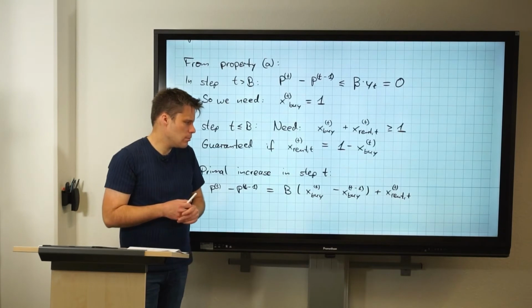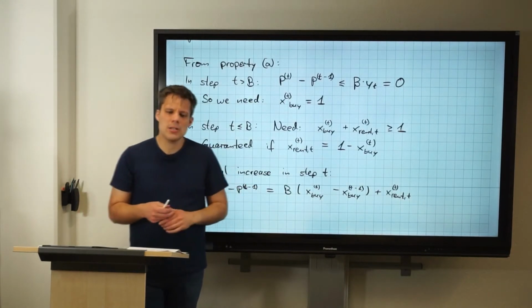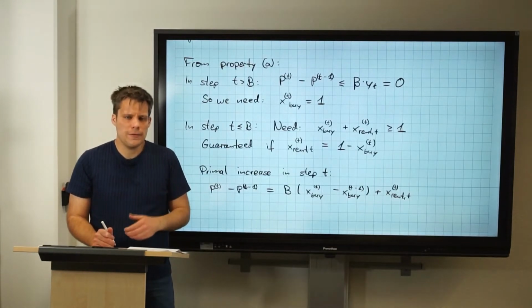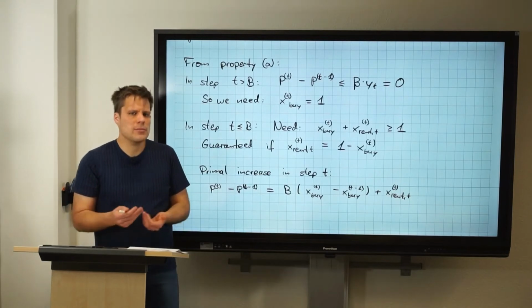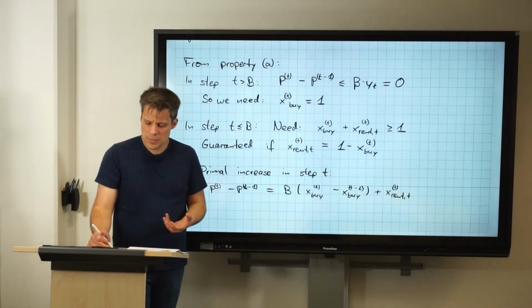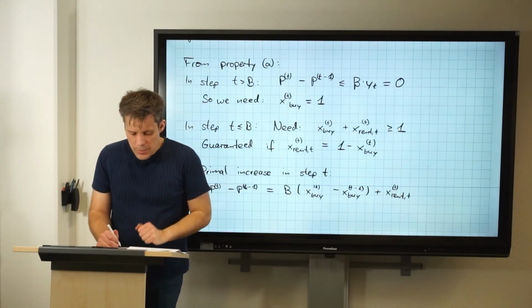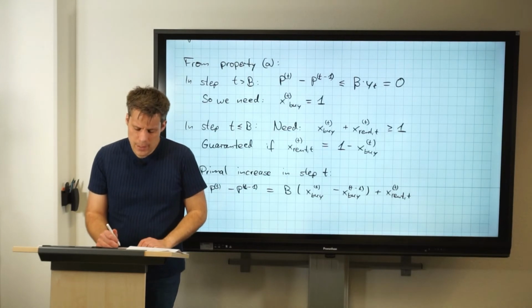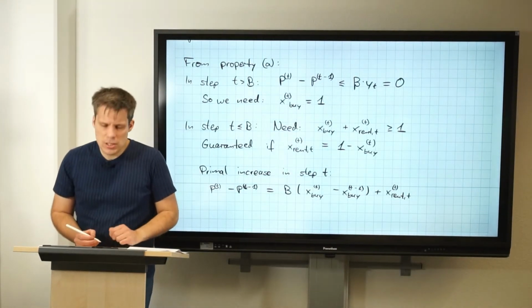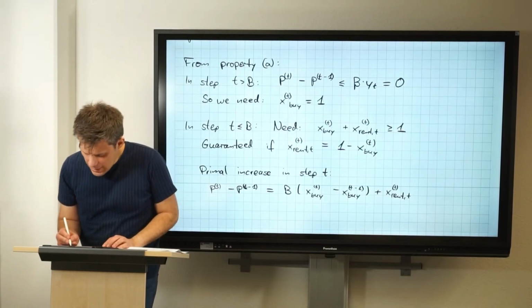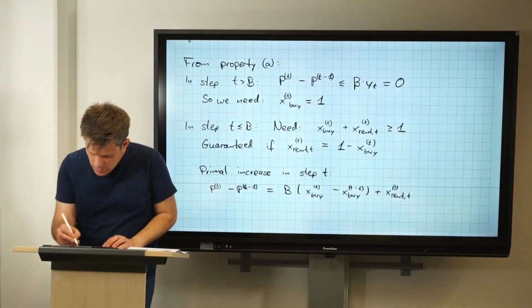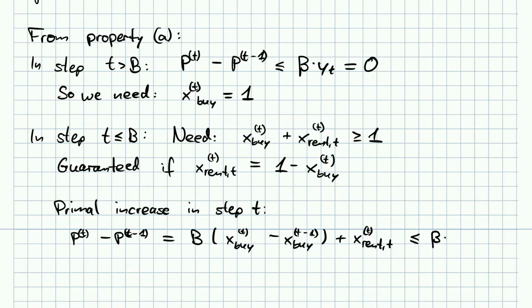And the only question is now, how much of the skis should we buy in each of the first B steps? Afterwards, we have to make sure that the skis are already bought, just because there our primal increase has to be 0. But what do we need for the earlier steps t? Well, for our condition to be fulfilled, this will have to be at most beta times y_t. And how do we make sure that this is true? Well, we will simply set it so that we have equality.